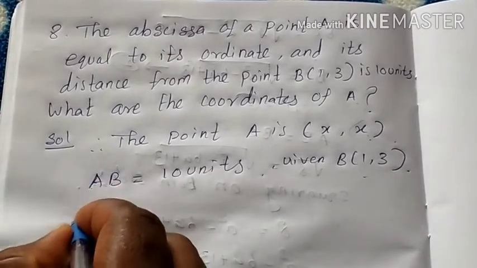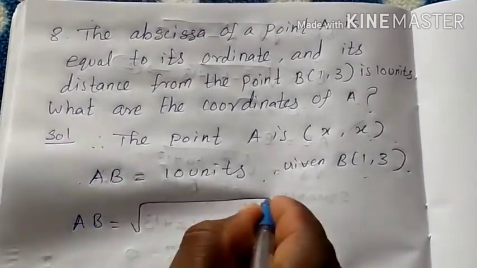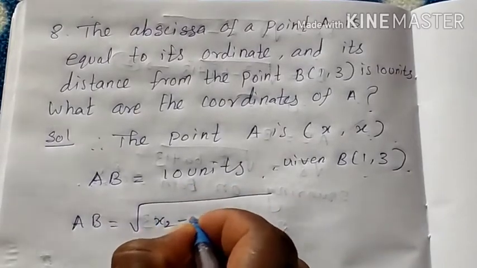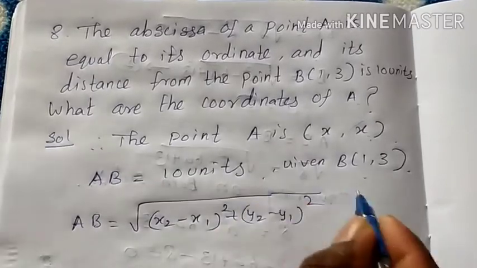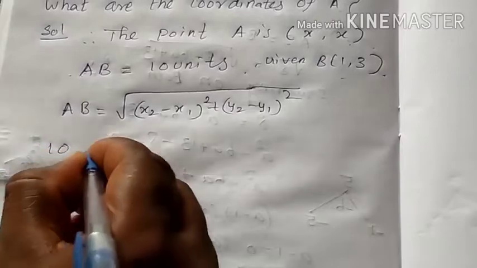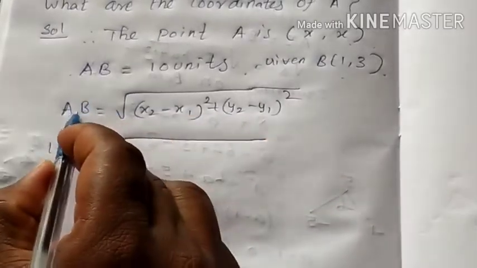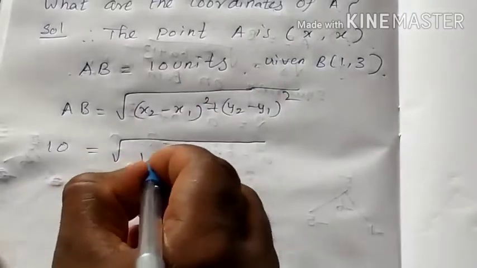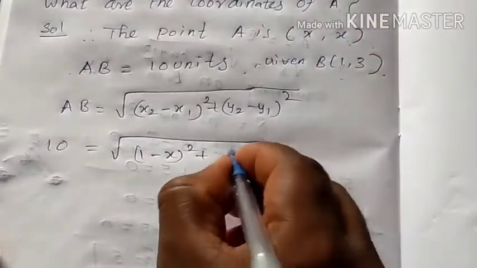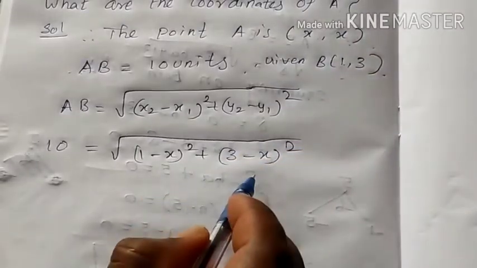Using the condition, AB is equal to the square root of (x2 minus x1) the whole square plus (y2 minus y1) the whole square. This is your formula. Then AB, from the question, is 10 units. So 10 equals the square root of, the A point is (x, x), B is (1, 3). So this is x1 y1, x2 y2. So x2 minus x1, 1 minus x the whole square, plus y2 value, 3 minus x the whole square.